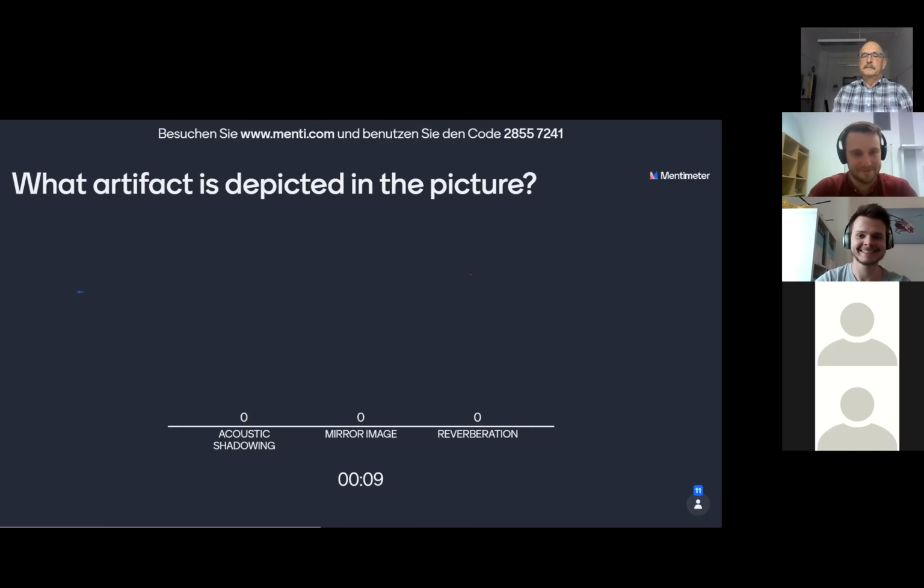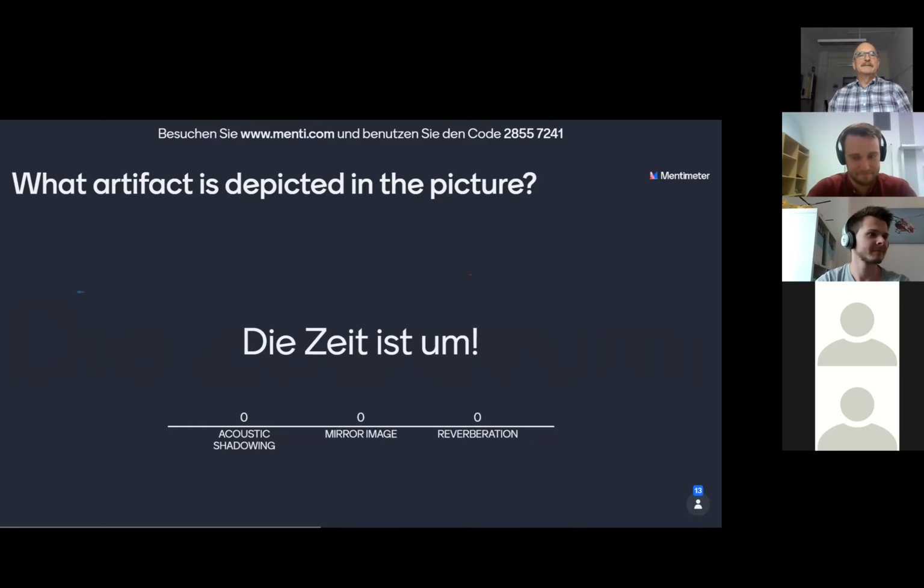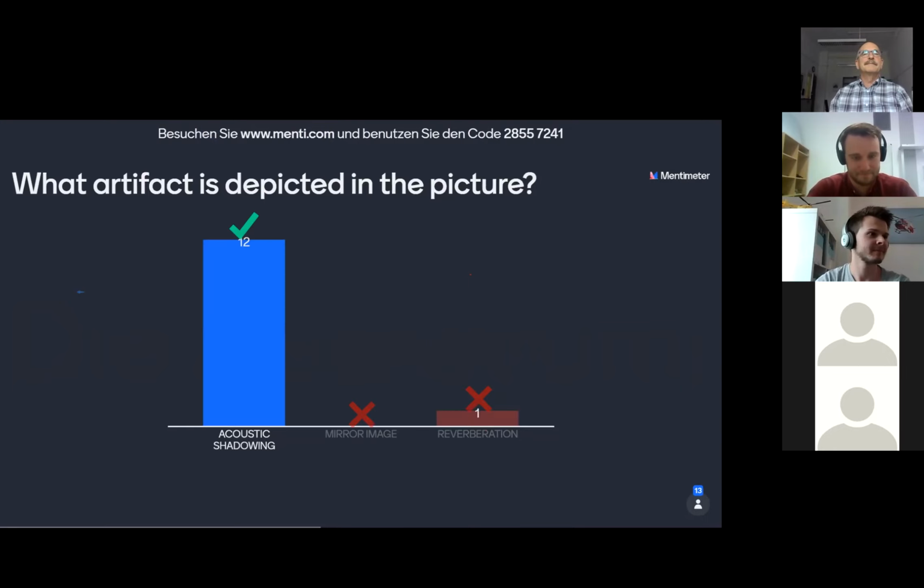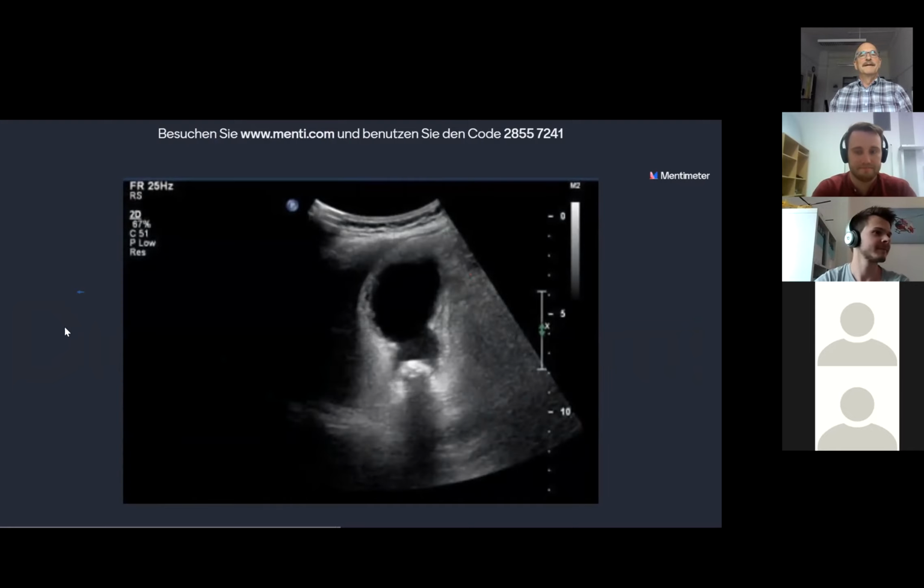Yes, there's acoustic shadowing and it's a gallstone. Yep. Acoustic shadowing. There's a gallstone. Cholecystitis. Dear friend, next time please use the Mentimeter.